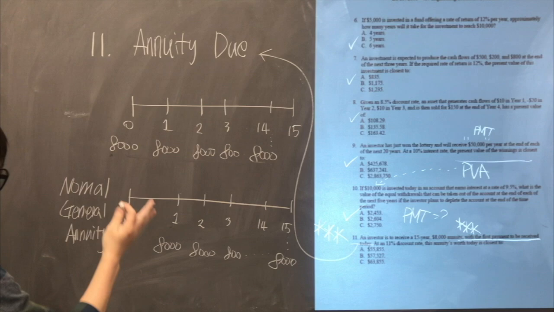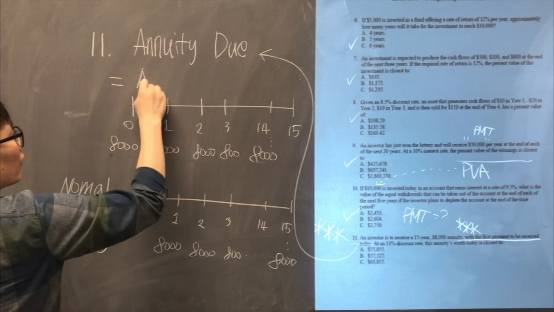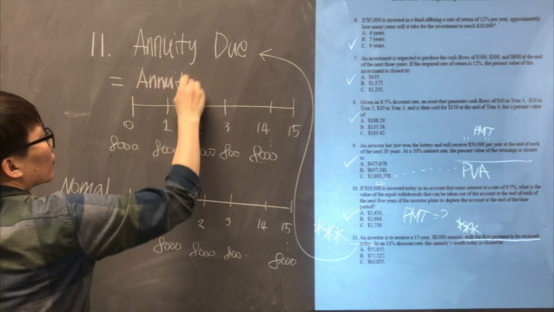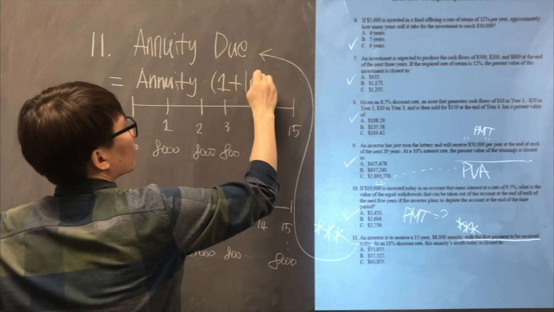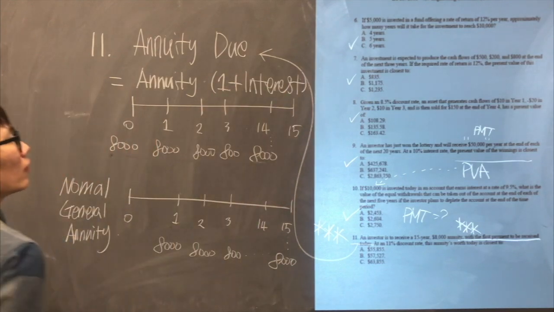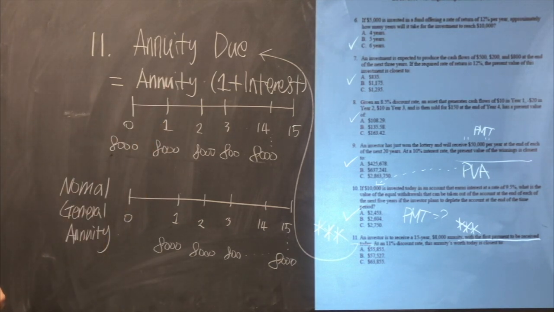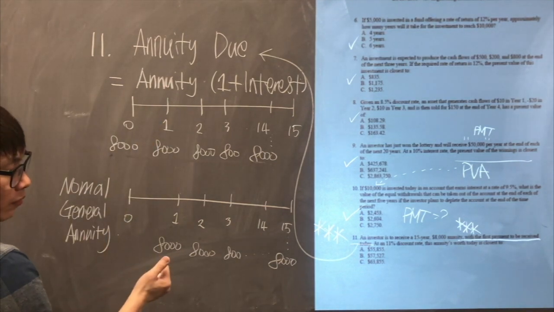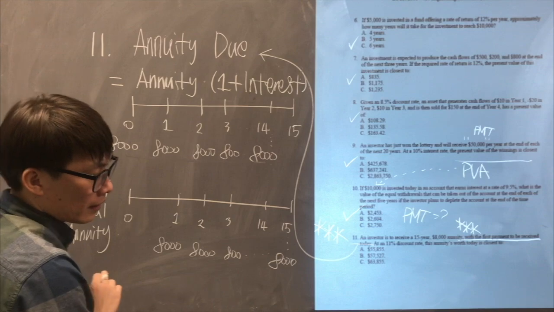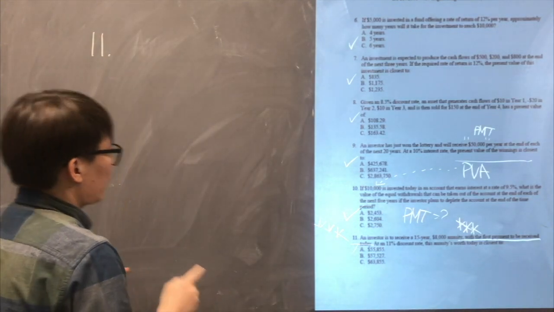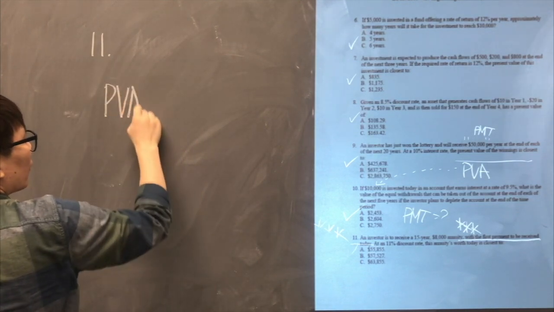So usually there is one formula. Annuity due equals the normal or general annuity multiplied by 1 plus interest. If you use Excel, it's very easy, but this is our formula. So now you need to figure out the present value and multiply by 1 plus the interest rate. Let's start with the general annuity. How do we calculate it?